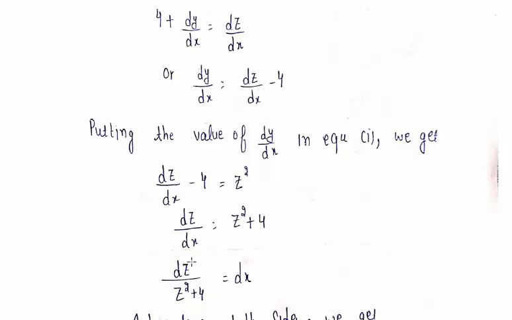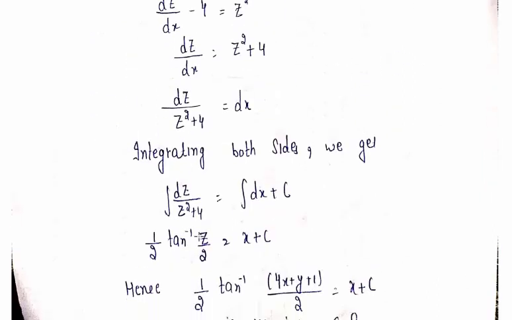Now we separate the variables. dz over z square plus 4 equals dx. Now we perform integration. Integration of dz over z square plus 4 equals integration of dx plus c, where c is the constant of integration. Now here we apply the formula: the integration of dx over x square plus a square is 1 over a tan inverse x over a. So here the value of a is 2, so 1 by 2 tan inverse z by 2 equals x plus c.